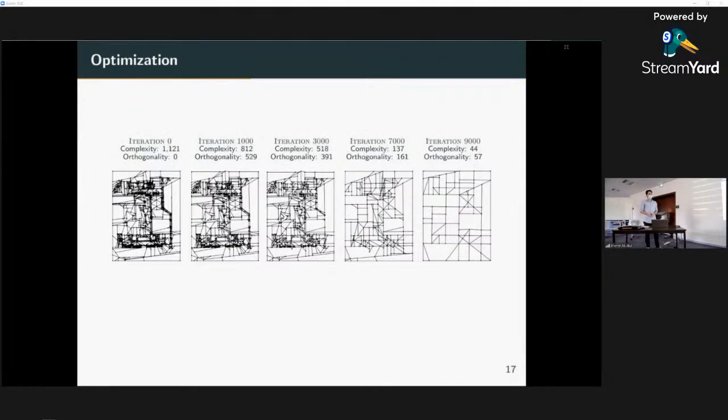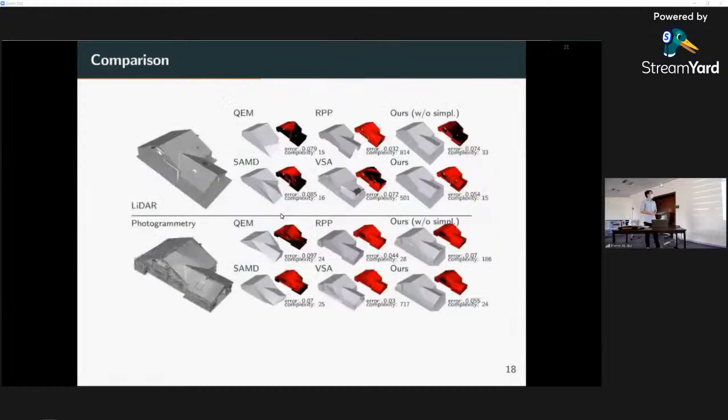So here's a few iterations of what happens during the simplification. So we can see that we correctly simplify the partition and also add some artifact, also preserve the collinearities and regularize the partition. We've compared these results with other simplification methods.